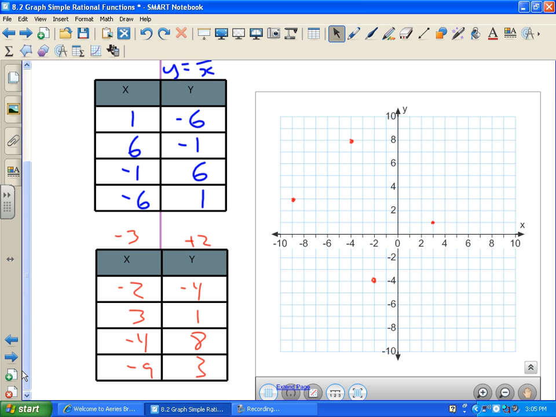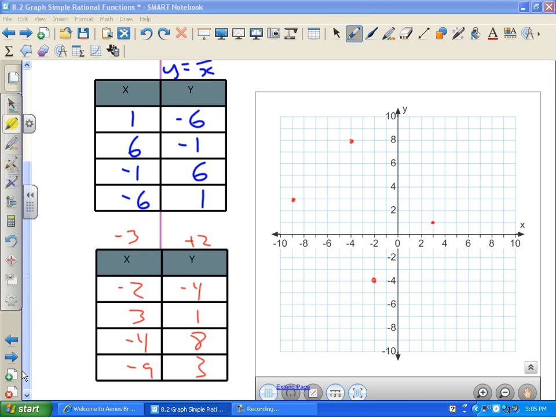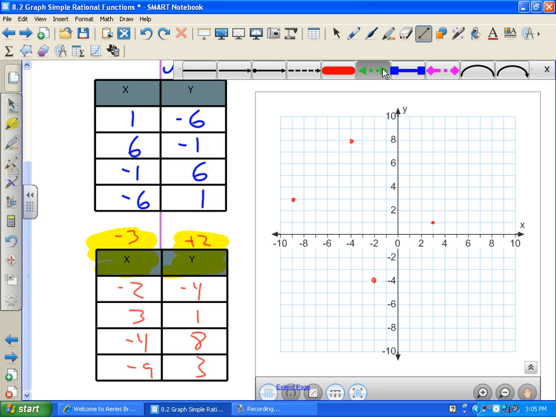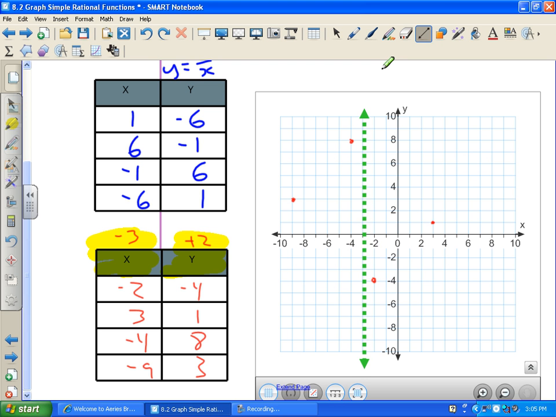And again, your asymptotes, if you're making a parent-child, they're telling you right here where your asymptotes are. Your x-asymptote is at -3. And your y-asymptote is at +2. There we go. We've got our asymptotes. Now it should make sense as to where we're going to draw these curves. Connect the dots going towards the asymptotes.